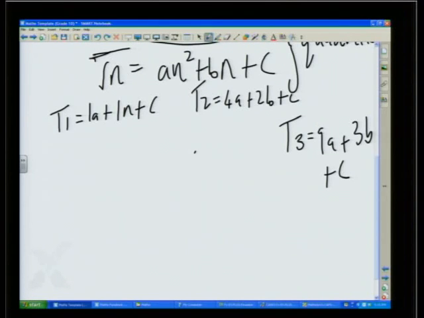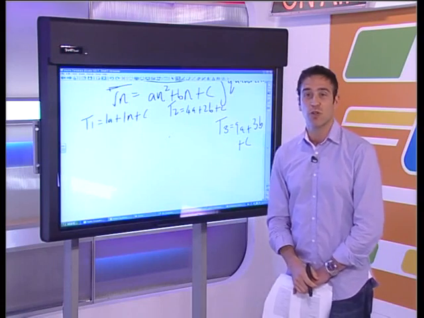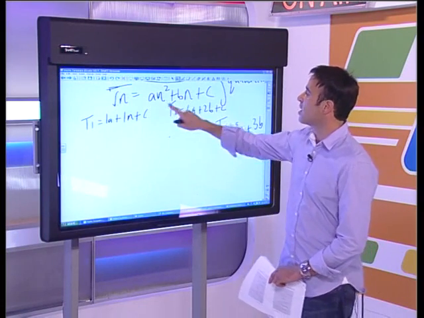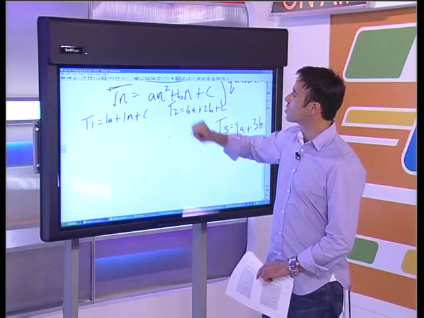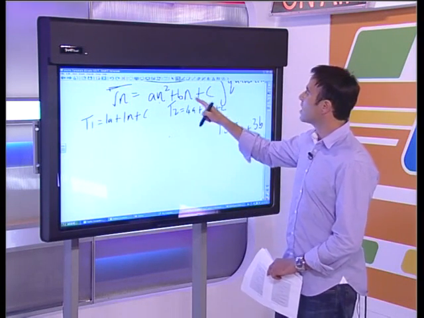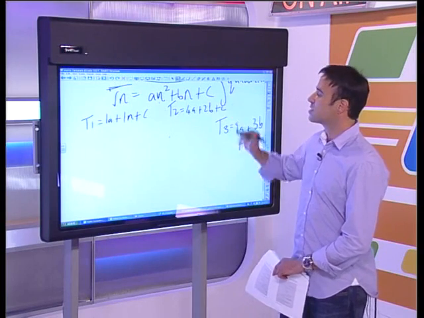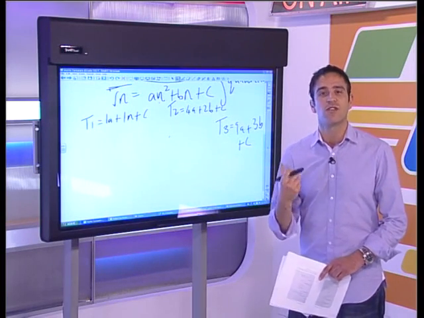And okay, for this exercise we won't go up to T4 because we simply ran out of space, but I think you get the idea. If I had to plug in a 4 there, you would end up with 4 squared, which is obviously 16, plus 4b plus c. Okay, now let's talk differences again.